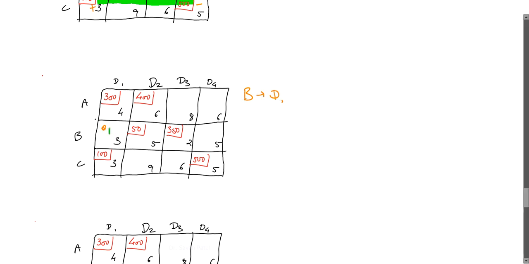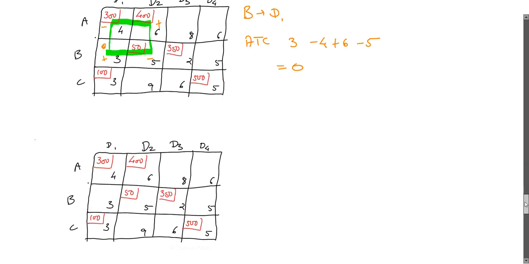Let's take B to D1. So here we are having the loop like this. So here plus, minus, plus, minus. So the additional transportation cost on B to D1 is 3 minus 4 plus 6 minus 5. So 3 minus 4 is minus 1, 6 minus 5 is 1. So here we are having additional transportation cost 0. So also we are not getting another solution, means we cannot reduce the transportation cost, so we are not transporting from B to D1. Let's do the similar for B to D4.